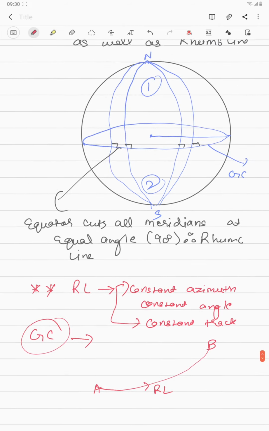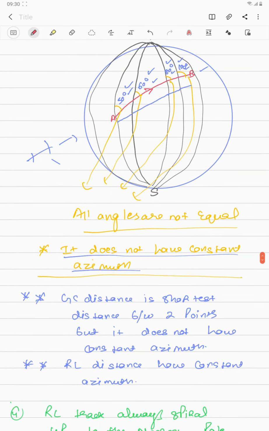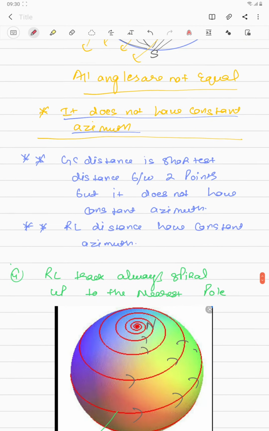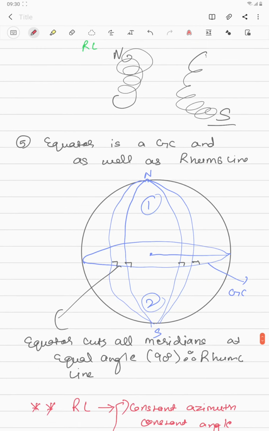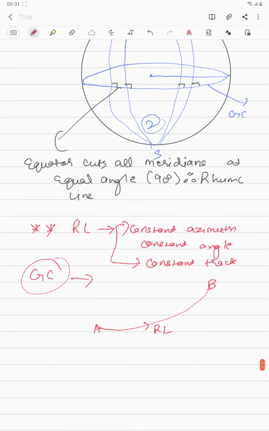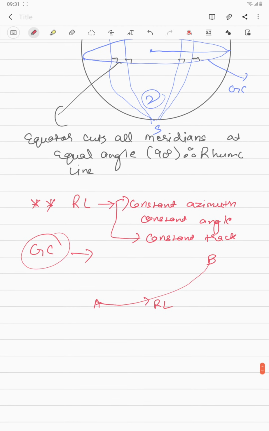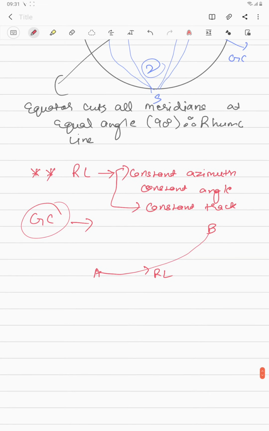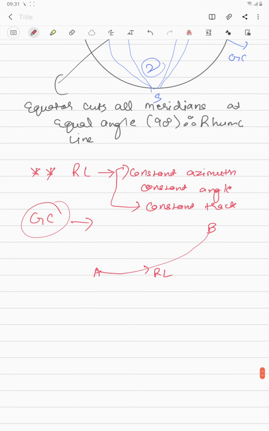So please go through all these points of rhumb lines and note them down, as all these points are really important. They can easily get you 1 mark, 2 marks in your DGCA exams. And this topic is really important to understand your convergency, your rhumb line distance and the great circle distance.